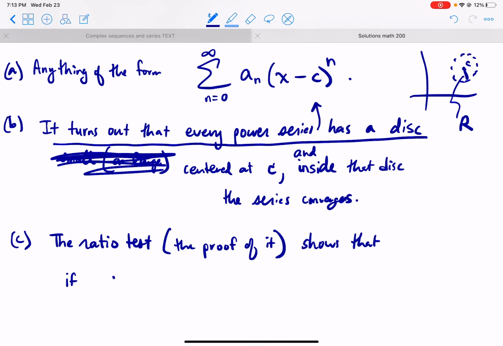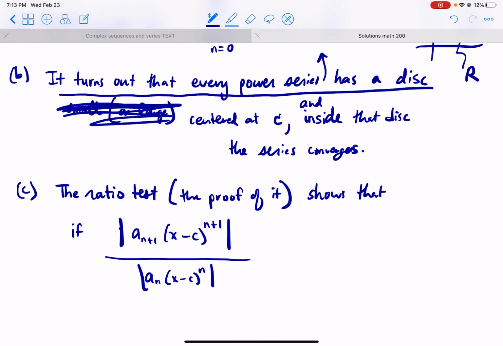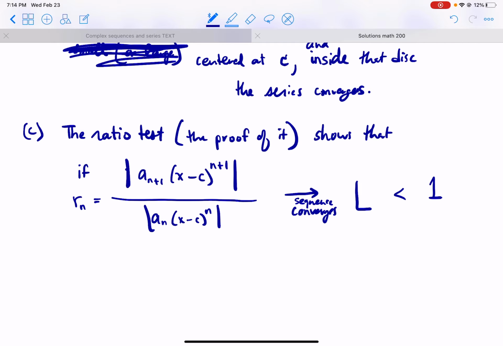It shows that if the absolute value of the (n plus 1)th term divided by the absolute value of the nth term, if this sequence, let's call it r sub n for ratio, converges to L, which is less than 1, then the series will converge.